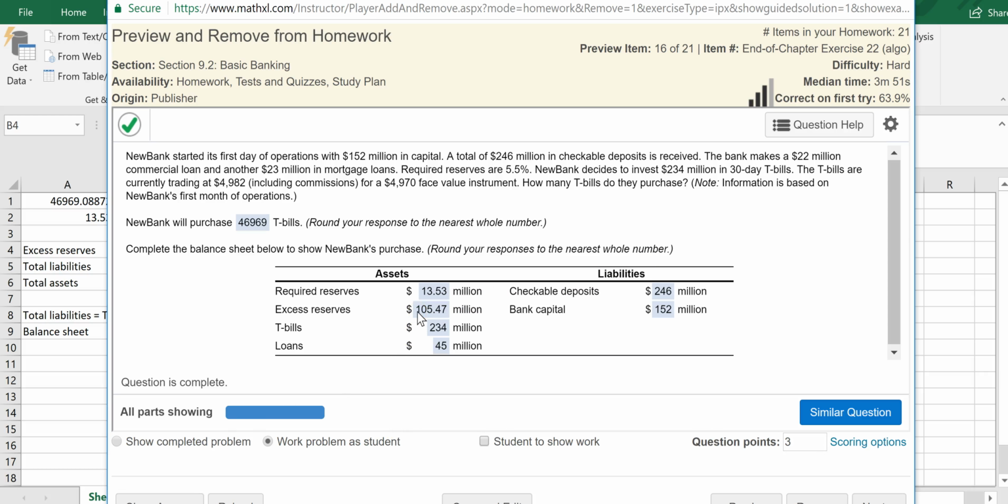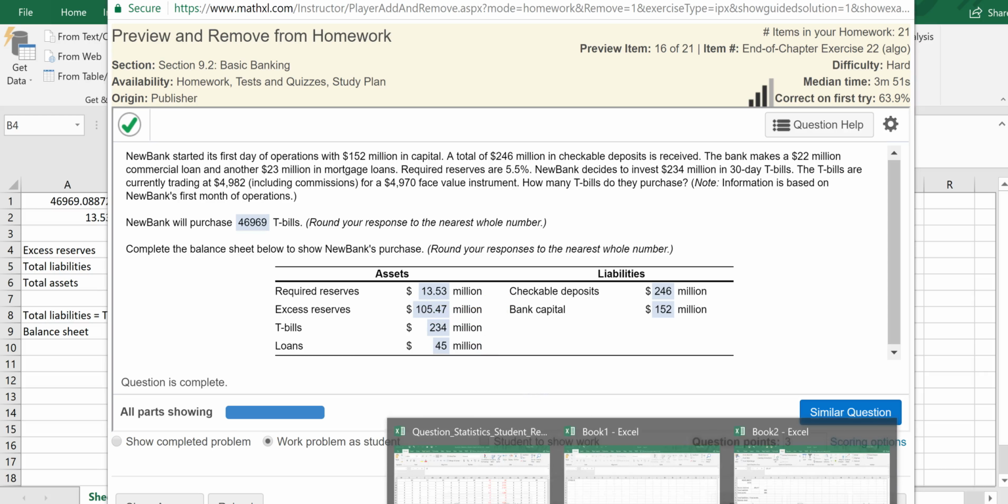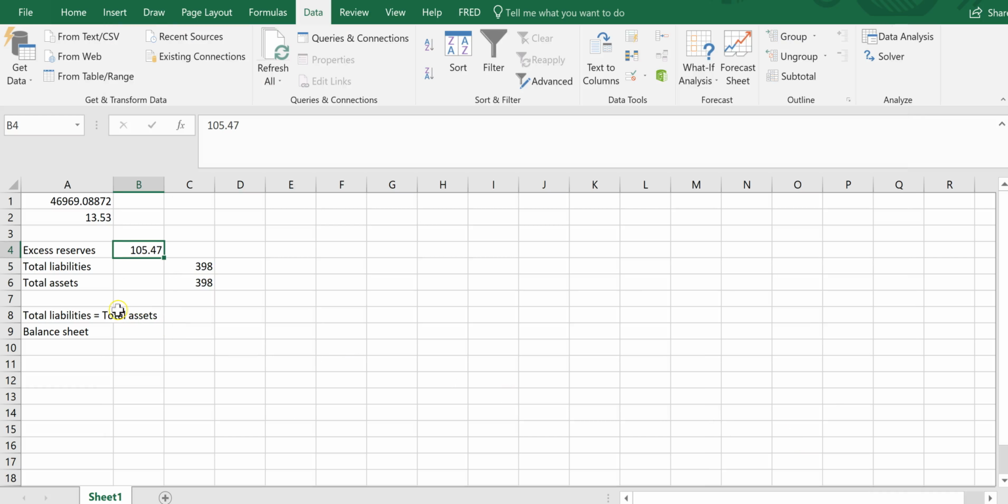All right, so I want to use this example to show you first the basic items on a bank's balance sheet, and then how to determine the unknown item given the other items on the balance sheet, especially by using the Goal Seek function in Excel.